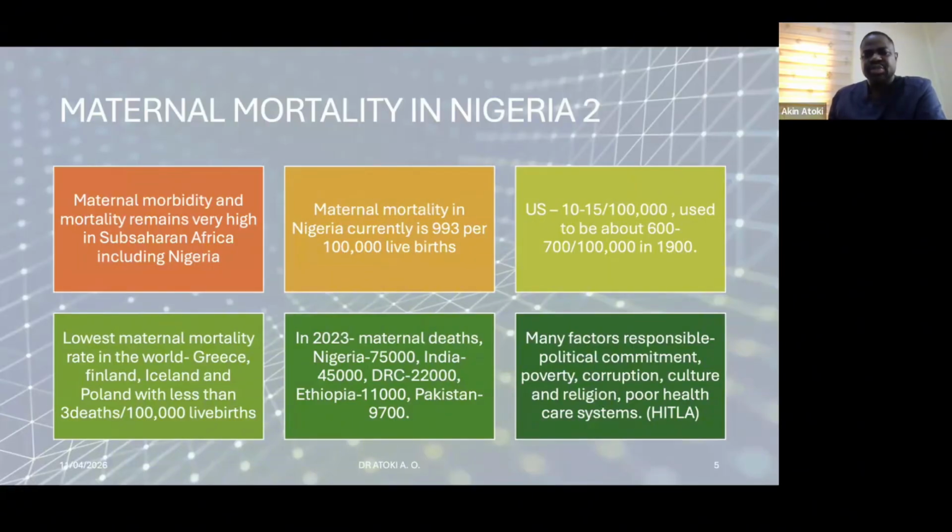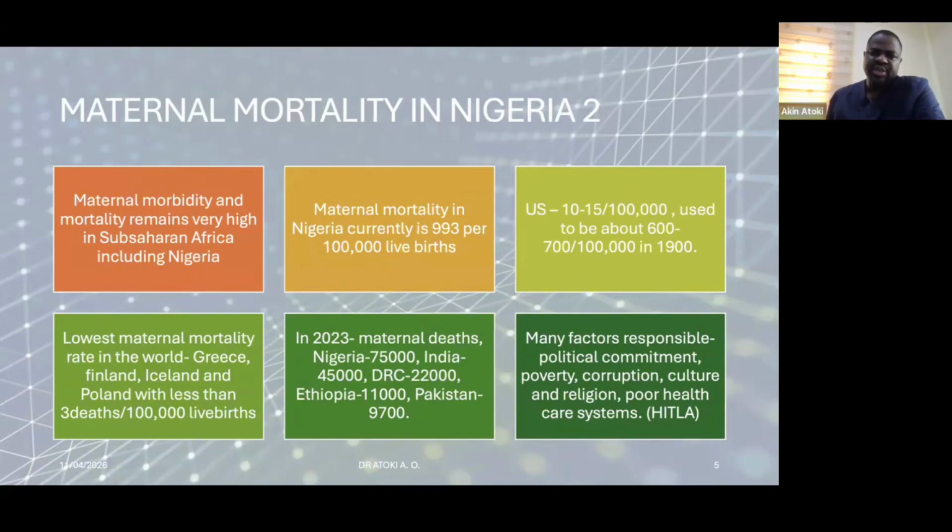So there's poor political commitment, there's poverty in the country. The country still ranks one of the poorest in the world, a third world country. A lot of people cannot afford good health care. Culture and religion also play a very important role. There are some people whose cultural practices are part of what is harming them. Some people, their religious beliefs are part of what is causing problems.